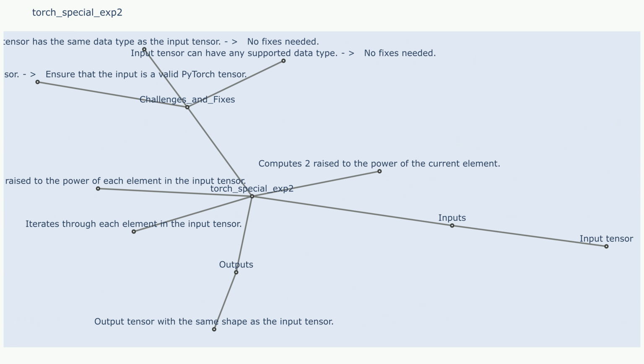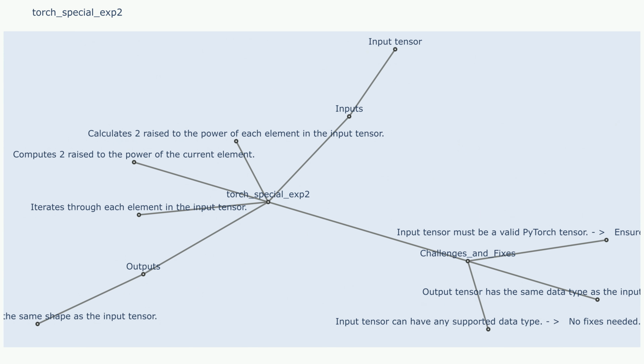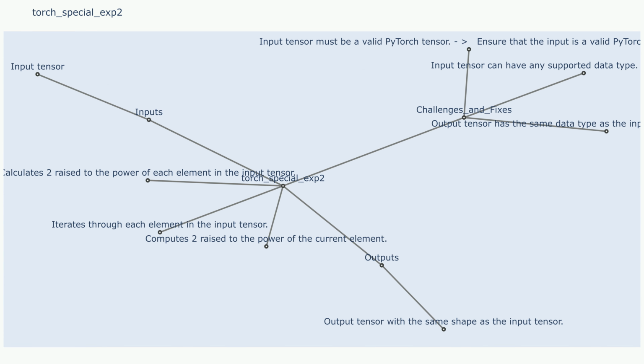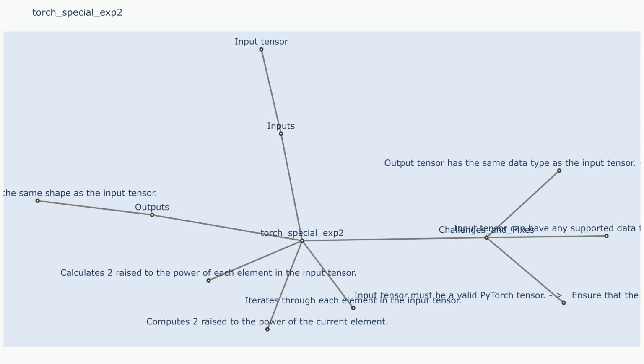Challenge 2: handling negative input values. If the input values are negative, the resulting exponentiation will be a very small positive number. This might lead to numerical underflow, i.e., the result becomes too small to be represented as a non-zero number. Sample use case. Input tensor: torch.tensor(-1000). Output tensor: torch.special.exp2(input tensor).